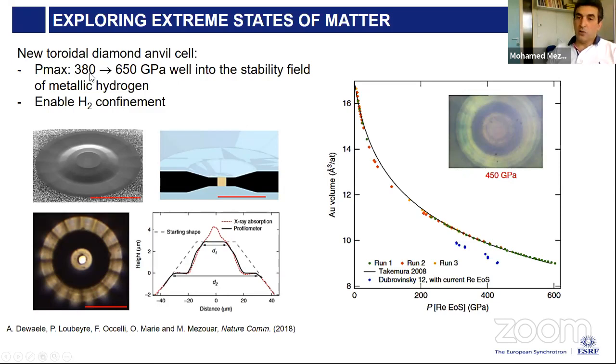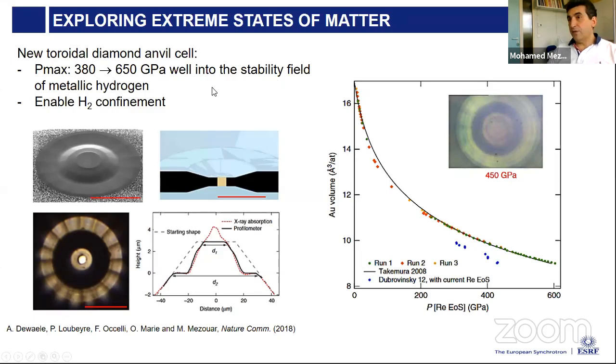And this was a limit because it is below the metallization of hydrogen. But with this new device, recently developed in collaboration between ESRF and the Paris group, with Agnès Dewaele and Paul Loubeyre, they could achieve, with a new toroidal shape, a reduction of the stress on the diamond and actually reach much higher pressure, such as 650 GPa. And this is an excellent news because it is located well into the stability field of metallic hydrogen.